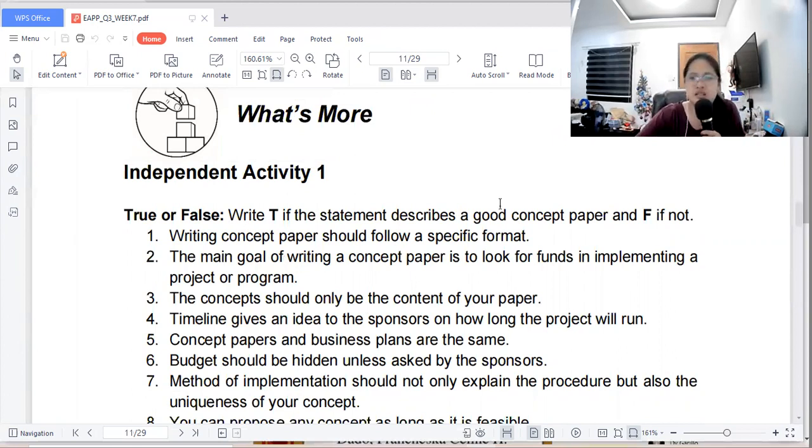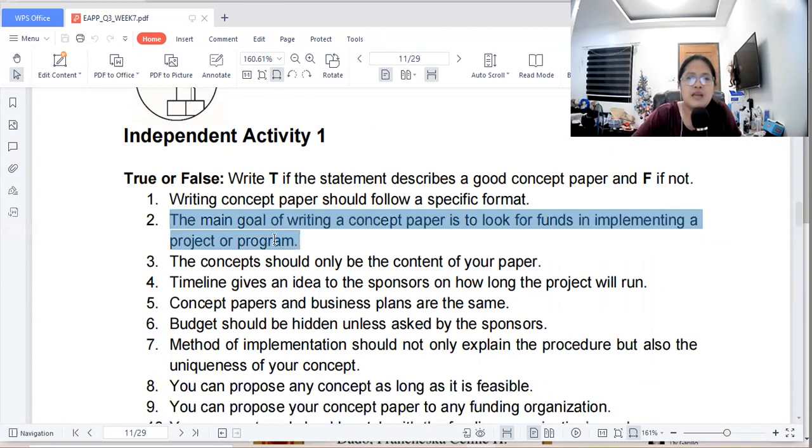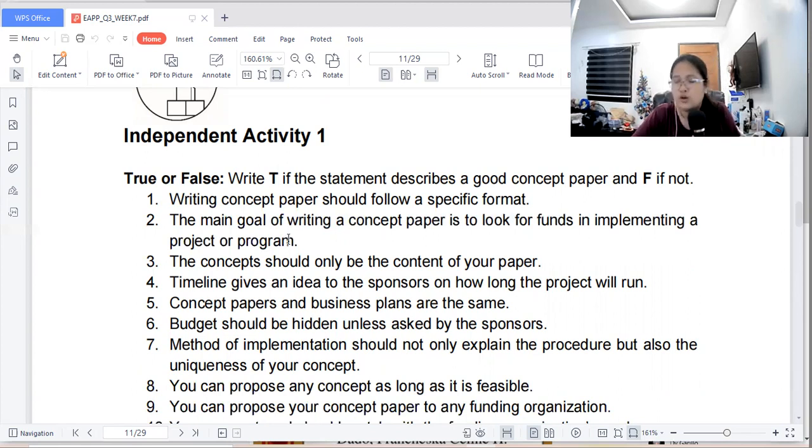So, write T if the statement describes a good concept paper, F if not. Okay. So, number 1, writing a concept paper should follow a specific format. So, ano sagot mo? True or false? Of course, true. Okay. Kailangan may format yan. Hindi naman pwedeng kahit papaano lang. Next is, the main goal of a writing concept paper is to look for funds in implementing a project or a program. True or false? True. Although, hindi naman sa lahat ng pagkakataon, pero it is one of your main goals.